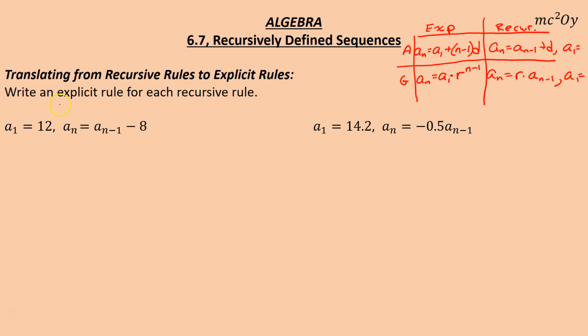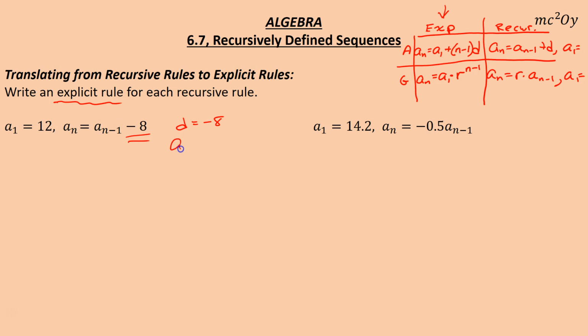So we're writing an explicit rule, so we're focusing right here on this column. For the recursive rule, well, the recursive rule tells us things. So when we look at this right here, first it says minus 8. Well, notice in our recursive rule, that's our difference. So d equals negative 8. They also tell us a sub 1.